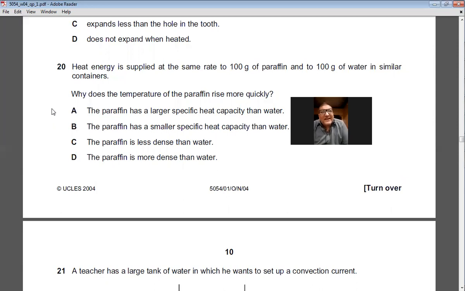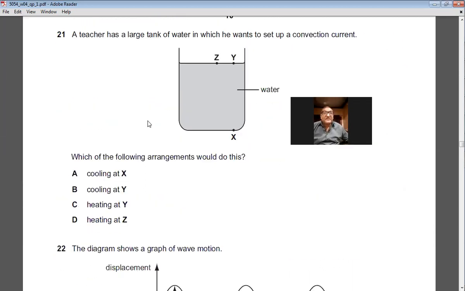The paraffin has a larger specific heat capacity than water. That's wrong. The paraffin has a smaller specific heat capacity than water. Yes, that's why its temperature is rising more quickly. The paraffin is less dense than water. No. The paraffin is more dense than water. We cannot say that according to the given data. So question number 20, B is the right choice.